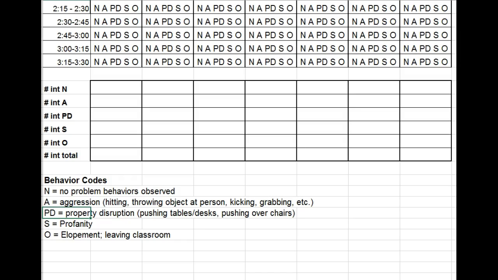Next is PD for property disruption. PD is defined as pushing tables, desks, pushing over chairs, etc. As described above, this code would be circled if it occurred at least one time during a 15-minute interval. The same recording procedure would apply to the other behaviors. S is for profanity and O is for elopement or leaving the classroom.